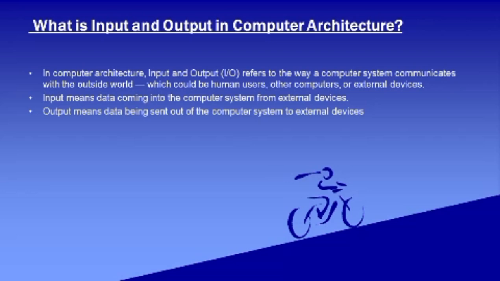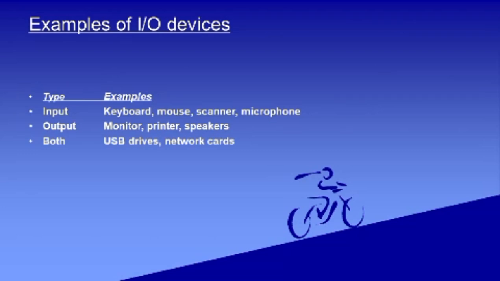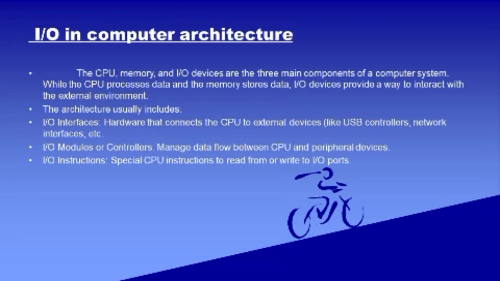Examples of input and output devices. We have input devices: the keyboard, the mouse, the scanner, the microphone. Output devices: the monitor, printer, and speakers. And when you talk about both, we are talking about USB drives and network cards. So, input and output in computer architecture.